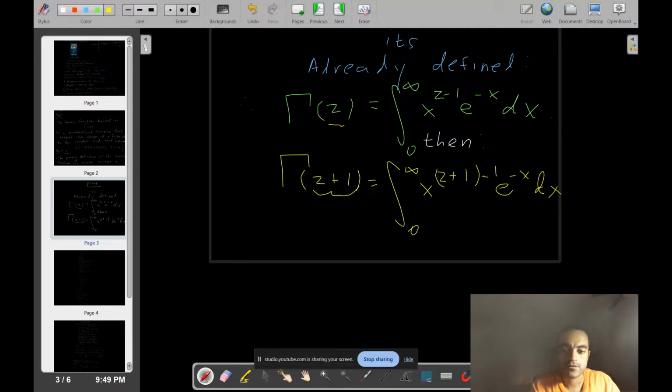Okay, so now we have this. Then we can clean this up. We can say that this is now the gamma function of z plus 1, and this is equal to the integral from 0 to infinity of x. 1 minus 1 is gone. That's left x to the z times e to the negative x dx.